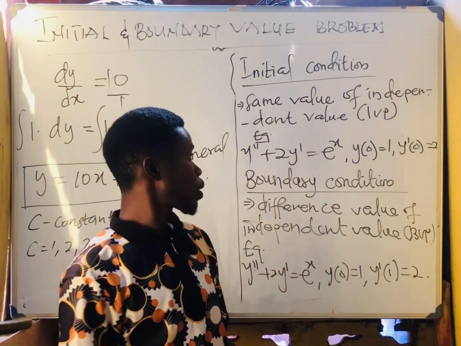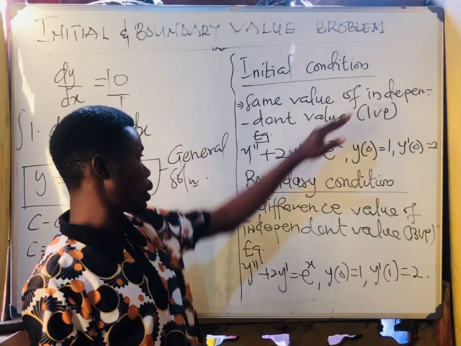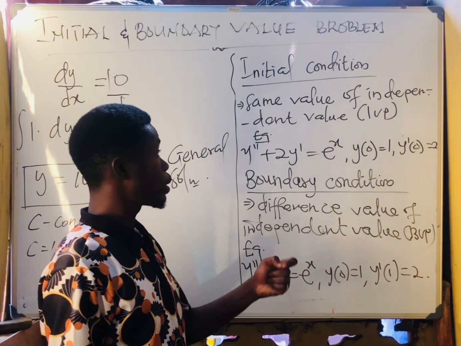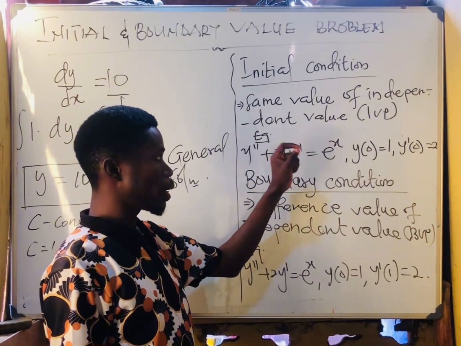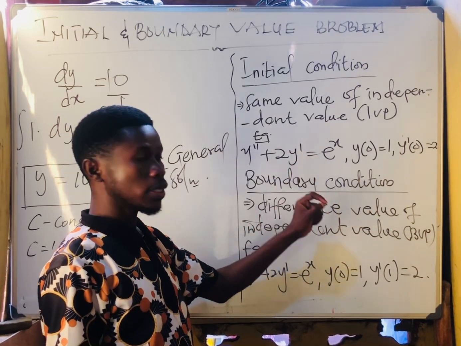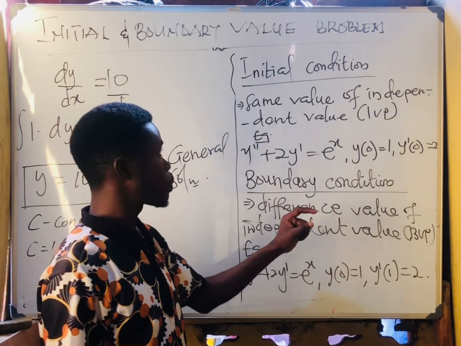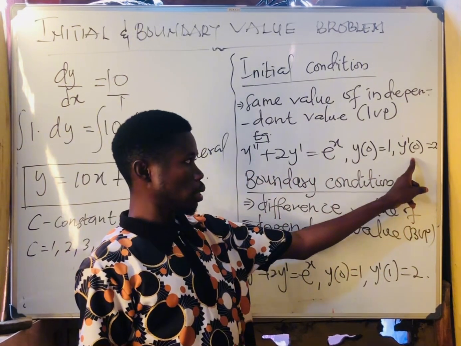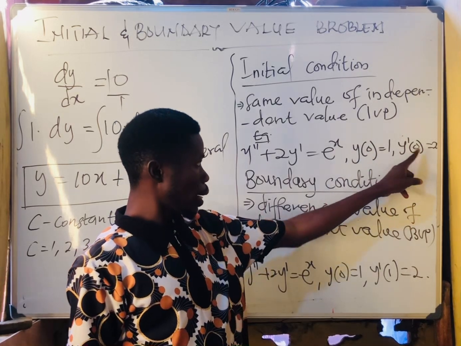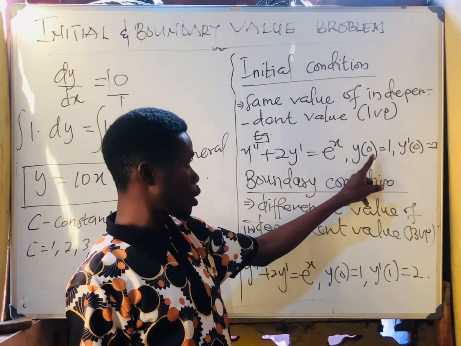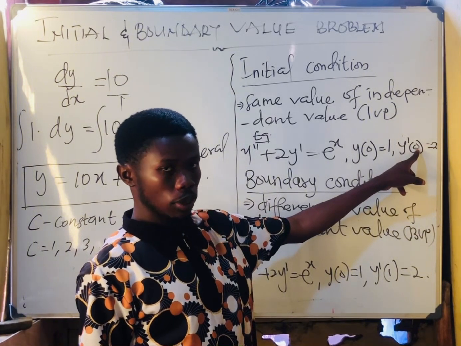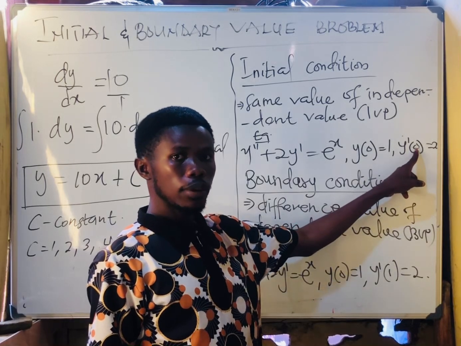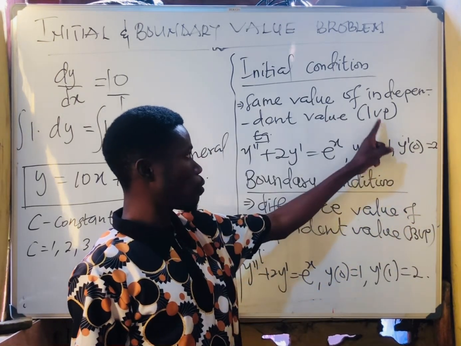Now let's look at the difference between the initial condition and the boundary condition. Let's say that when the condition given has the same value of the independent variable, then we term that the initial value problem or the initial condition. Take this one for instance. This is the differential equation and this is the condition. What is inside here is the independent value. The 0 and this 0 are the independent values, and since they are the same, this is the initial value problem.